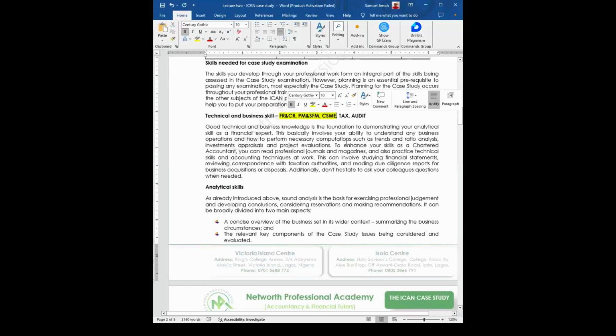So you need the knowledge, particularly how to interpret financial reports, ratio analysis from FR and CR. You need the knowledge of project appraisal, costing techniques, business valuation, budgeting from PM and SFM. And you need the knowledge of models, business models from CSME.